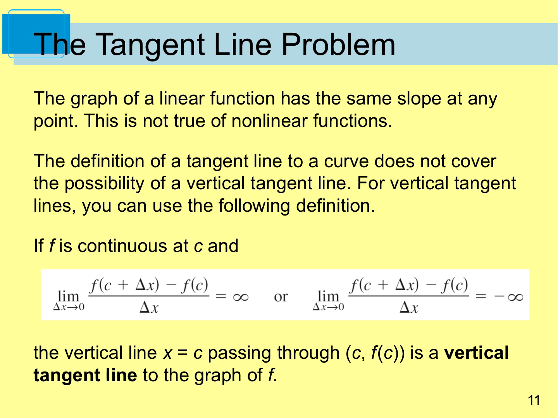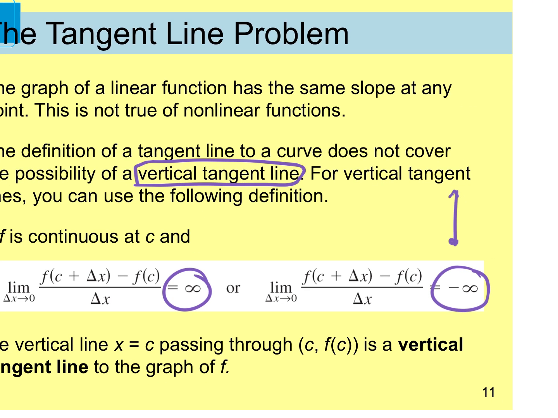Another point that this slide makes is that if we take the limit of the difference quotient of the function, we get infinity or negative infinity, then we have a vertical tangent line. So it says the definition of a tangent line to a curve does not cover the possibility of a vertical tangent line. For vertical tangent lines, you can use the following definition. So if our limit goes to infinity or negative infinity, our tangent line would be vertical. What's the slope of a vertical line? Undefined. Perfect.